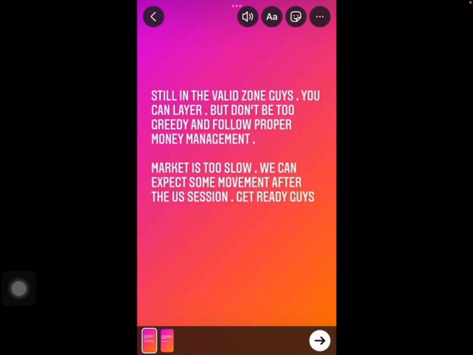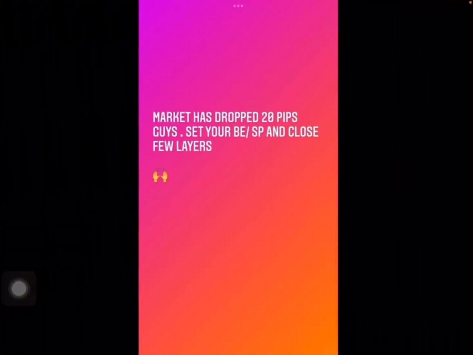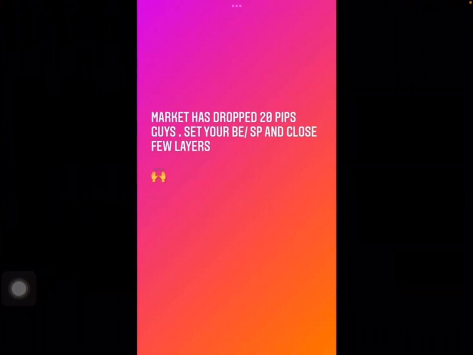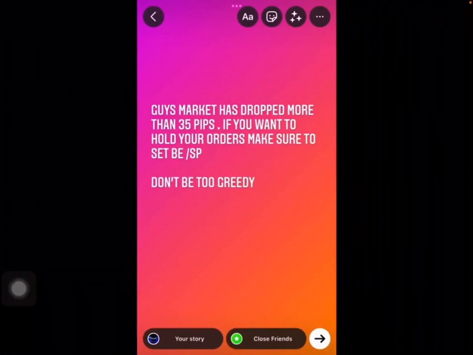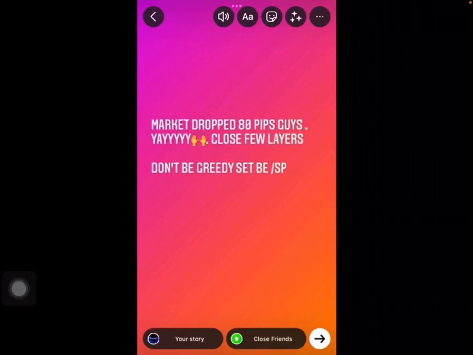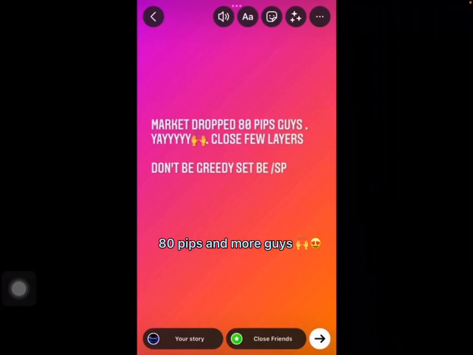The market was still in the valid zone, ranging, as you saw on the chart just now. I asked you to layer, and then the market started dropping. Once the US session opened, the market dropped 20 pips, 35 pips, and then finally 80 pips, 800 points. 80 plus 70 is almost 150 pips here, 1500 points.